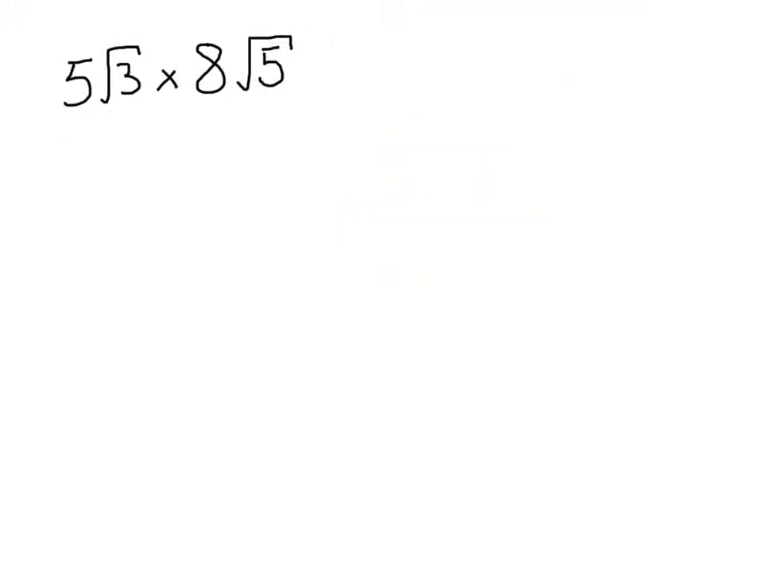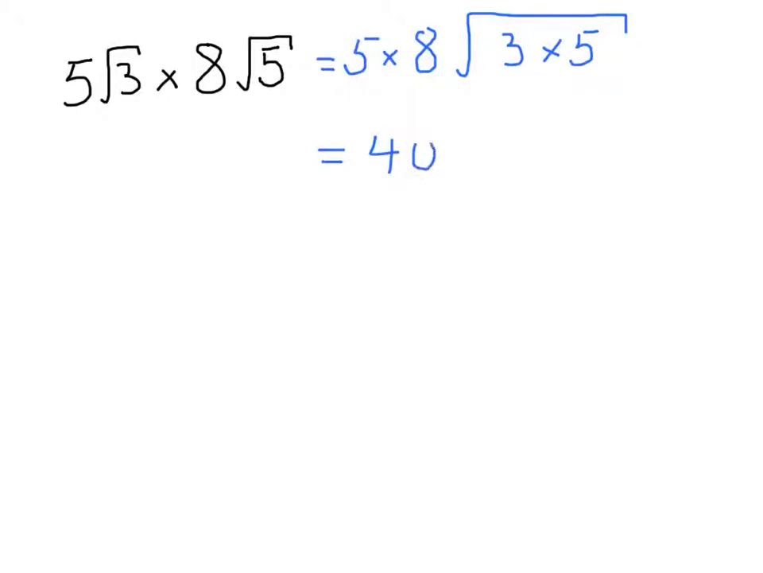Another example would be 5 square root 3 times 8 square root 5. So, again, this has got numbers everywhere, so numbers out the front get times together, so we have 5 times 8, and then the numbers inside the square roots get put together, so we have 3 times 5. So this becomes 5 times 8 is 40, and then inside the square root we have 15.